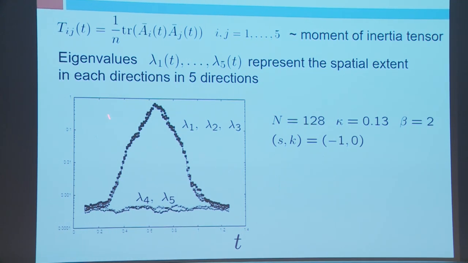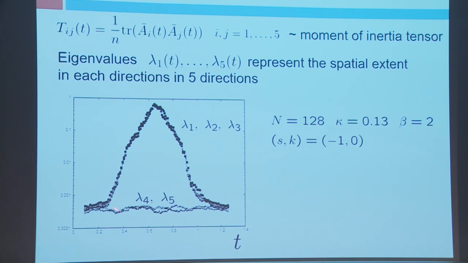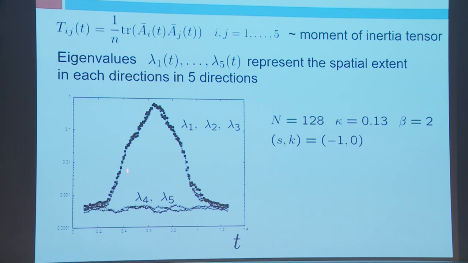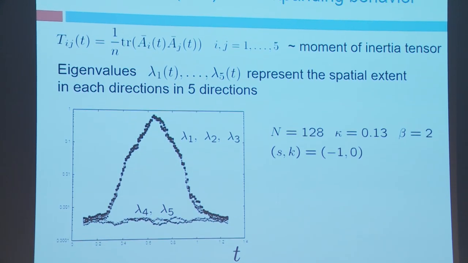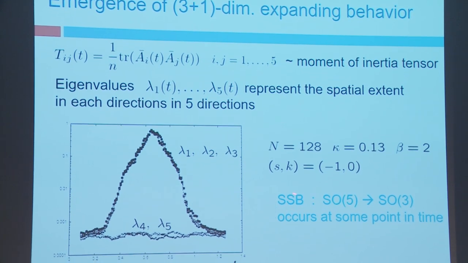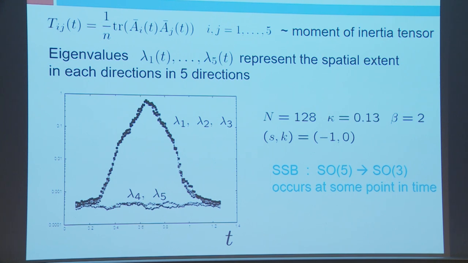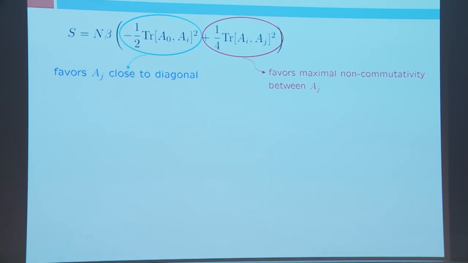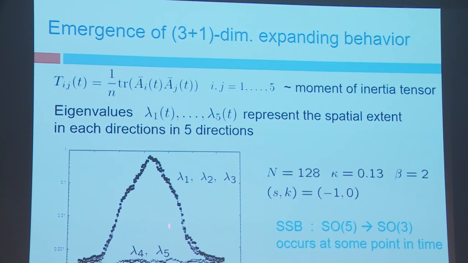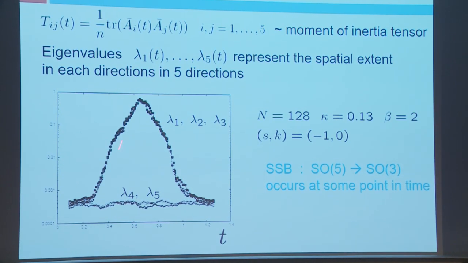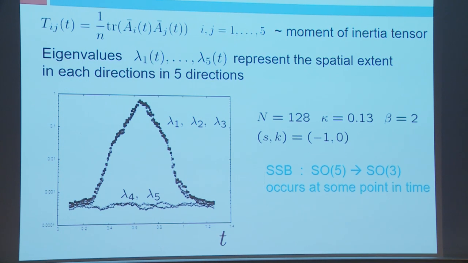We plot the eigenvalues lambda 1, lambda 2, ..., lambda 5 against t here. You see that in the beginning of the time, they are degenerate. But at some critical time, three of them start to expand like this, and the other two eigenvalues remain small. This means that the spontaneous symmetry breaking of SO(9) to SO(3) occurs at some point in time here. So we get 3+1 dimensional expanding behavior here. It's good news.